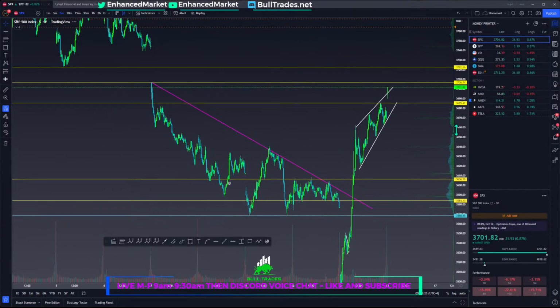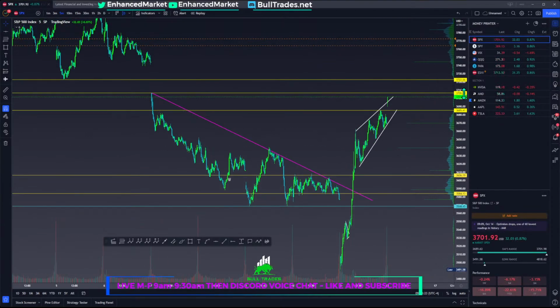SPX trigger 3700 test. Let's see what happens. Needs to break 3706.